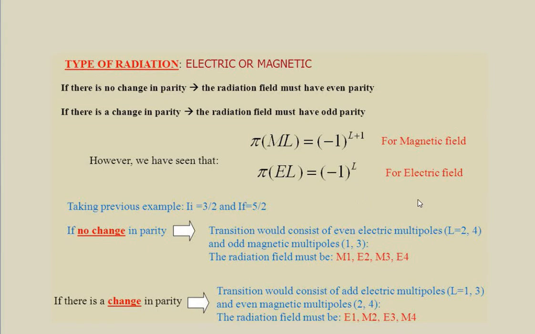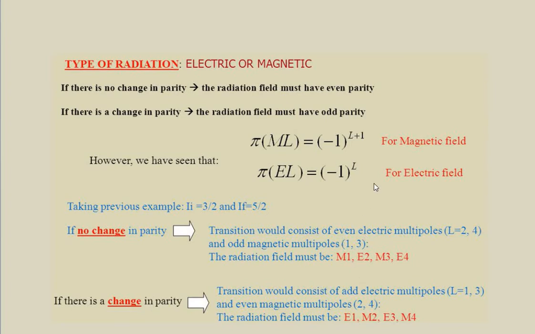M1, E1, M2, E2, M3, E3, M4, E4. In this case, E1 is not possible, because when we consider the parity, if L is equal to 1, applying this condition gives a change in parity. So E1 is not possible. But M1 is possible, because for L equal to 1 it is (-1) raised to 2, so there is no change in parity. So M1 is possible, but E1 is not possible.